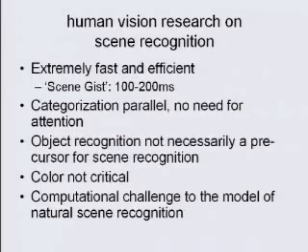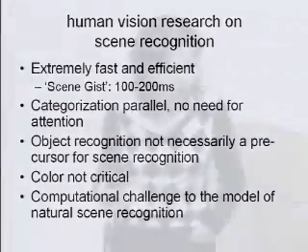So I hope I've given you a little bit of taste of this whole research going on in human vision about scene recognition. We're extremely fast and efficient in extracting the gist of things. The categorization process seems to need very little attention. Object recognition is not necessarily a precursor for scene recognition. Low-level features such as color are not critical. And this really poses a very big computational challenge to the model of natural scene category recognition in humans.